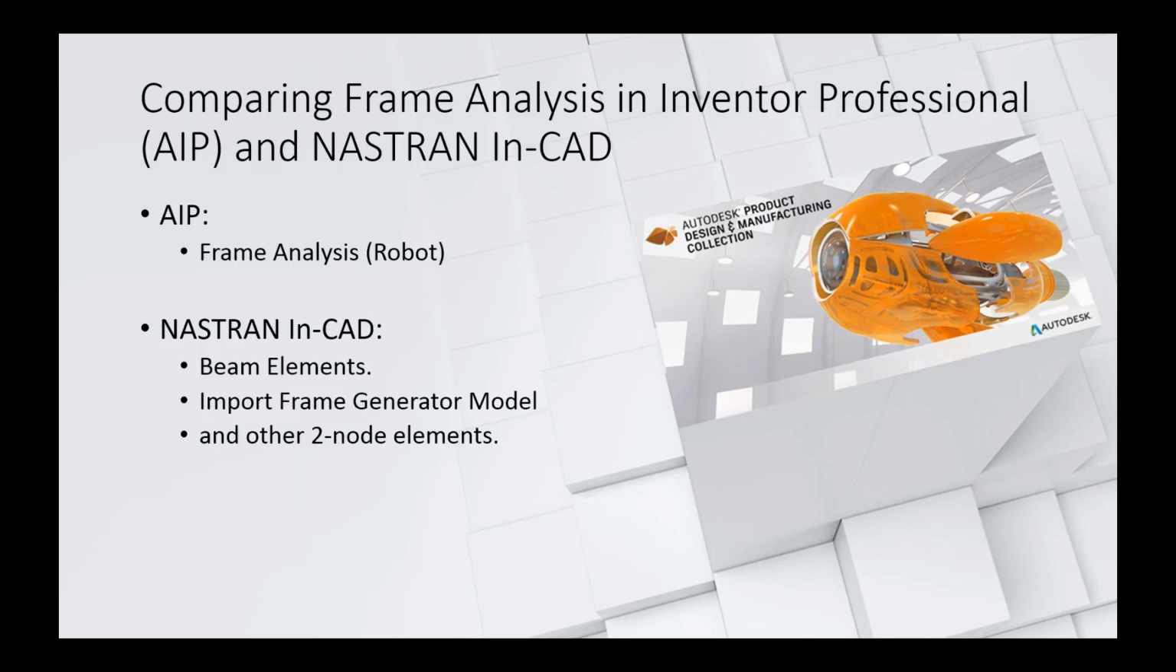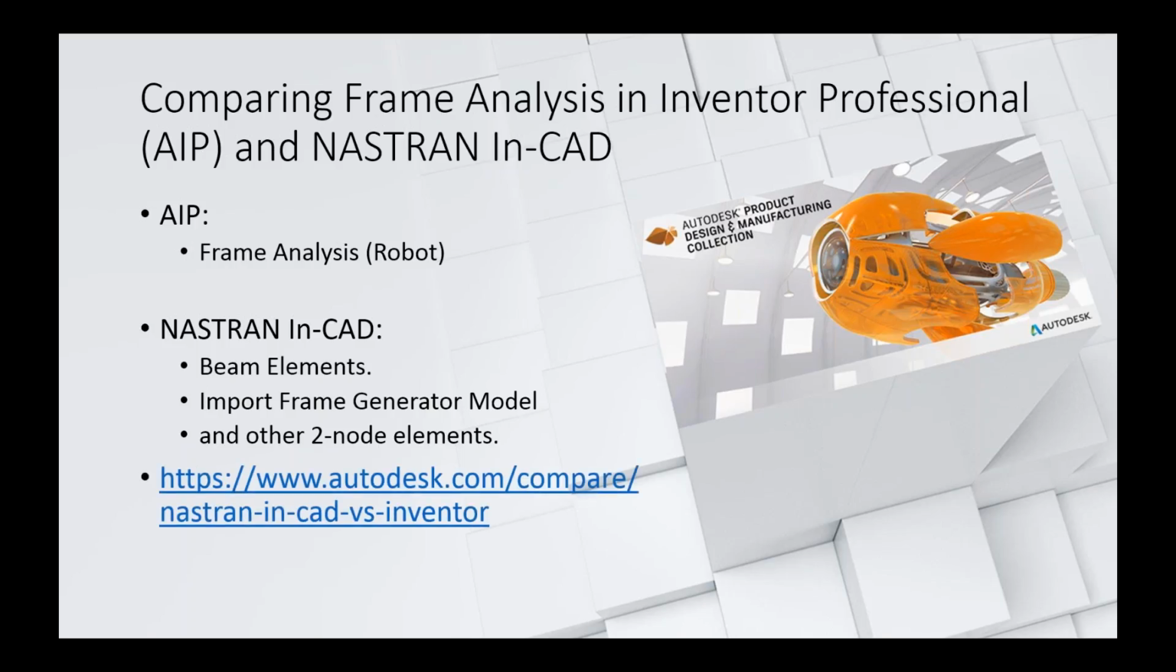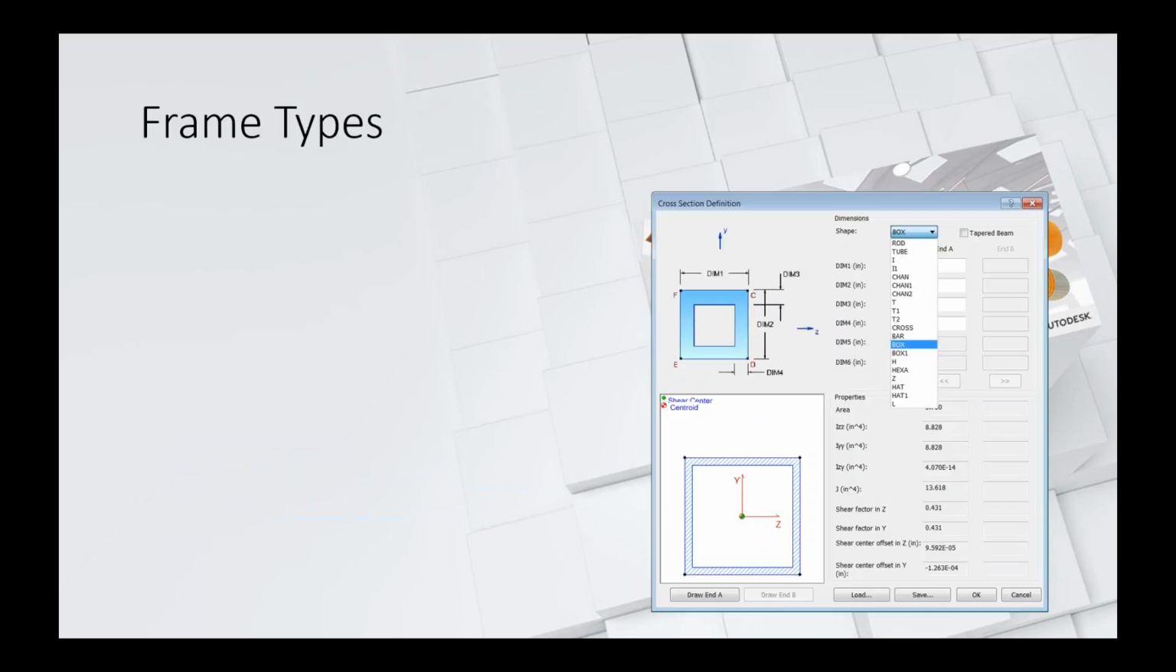There is a difference between the way the two softwares handle things. Inventor is more classic beam theory applied, where you're connecting beams and then that's being solved using classic beam theory, where Nastran is still a finite element analysis. You're just working with beam elements. They have different stiffness properties, but your design is a series of beams connected to each other. And of course, there is the Autodesk comparison website between the two. So let's take a look at this.